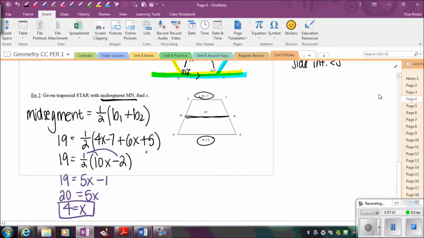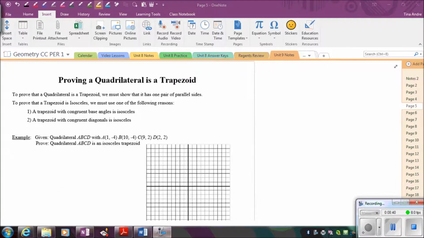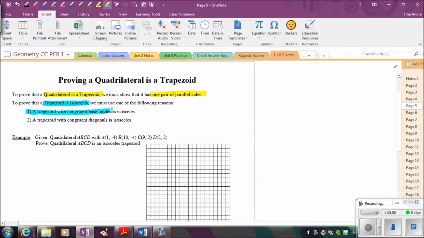If we go to the next page here, on this page we are going to look at how to prove that a quadrilateral is a trapezoid. There are 2 things that you could do. One, you have to prove that the quadrilateral is a trapezoid, which means you have to show it has 1 pair of parallel sides. And then if you're trying to prove that it's an isosceles trapezoid, you first prove it's a trapezoid, and then show that it has congruent base angles.